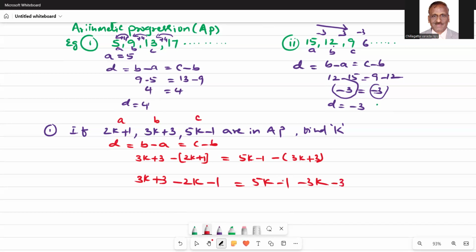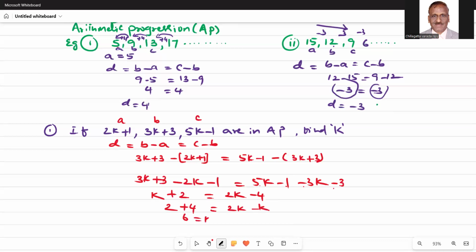When you open up the brackets, shall we simplify here? 3K minus 2K is nothing but K, plus 3 minus 1 is plus 2, is equal to 5K minus 3K is 2K, and minus 1 minus 3 gives you minus 4. So the next step will be 2 and minus 4 will become plus 4, is equal to 2K plus K will become minus K. 6 is equal to K, or K is equal to 6.